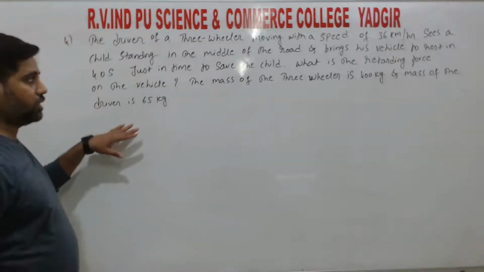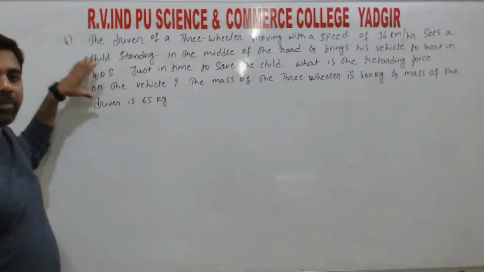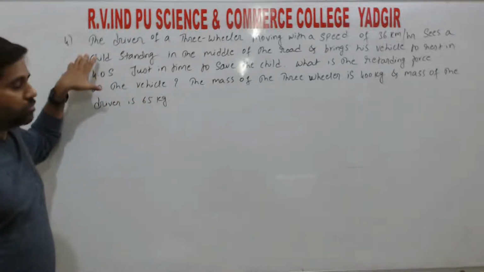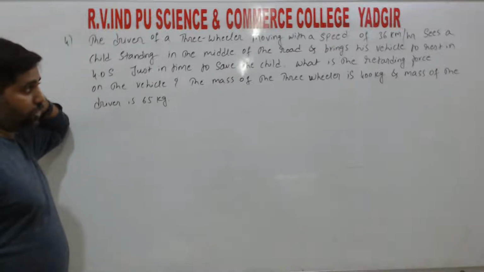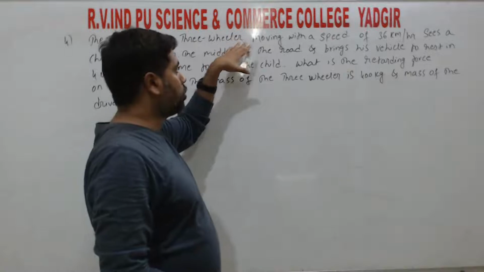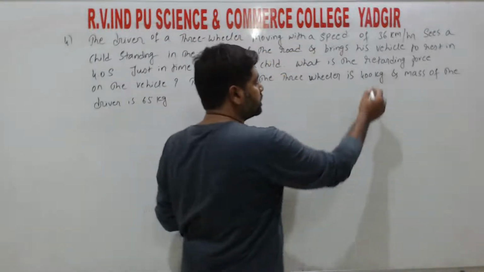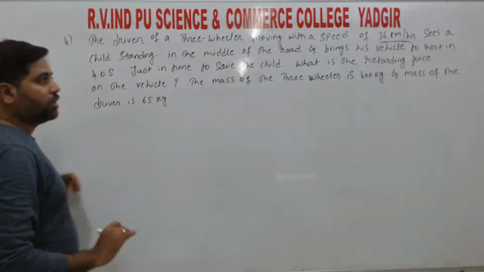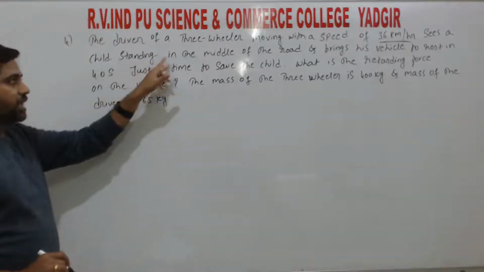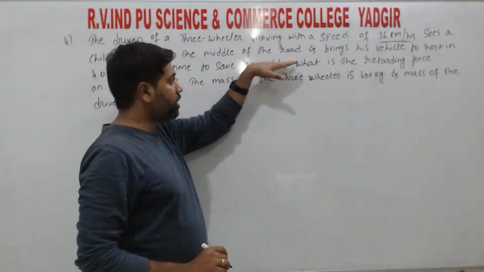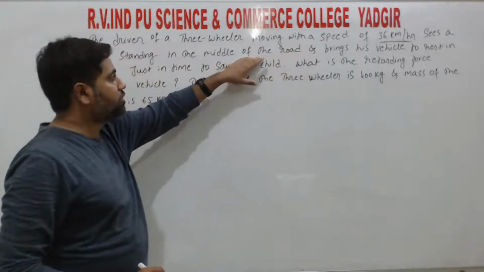So there is no difference. It is similar to the first problem, but the explanation is given. So that is the condition or scenario. What are they saying? A driver of a three-wheeler, that means some auto moving with a speed of 36 km per hour. That means it is moving with some initial speed. Sees a child standing in the middle of the road. So while driving, he observes a child.